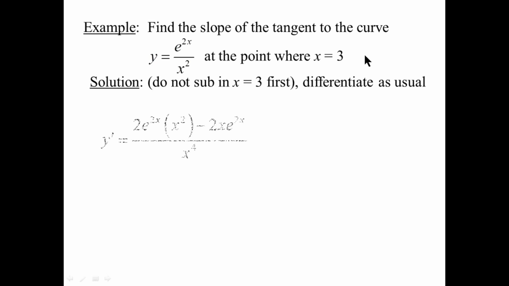And it's a quotient rule. So top thing prime, which is a copy times the derivative of the exponent times the bottom thing, minus the bottom thing prime, which is 2x times the top thing, over the bottom thing squared.